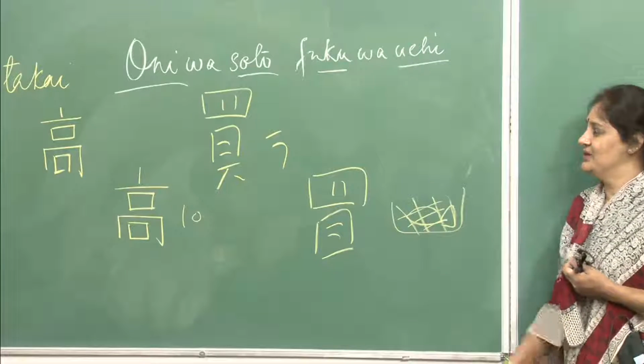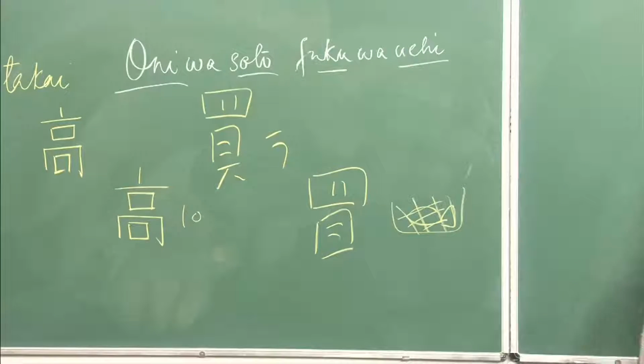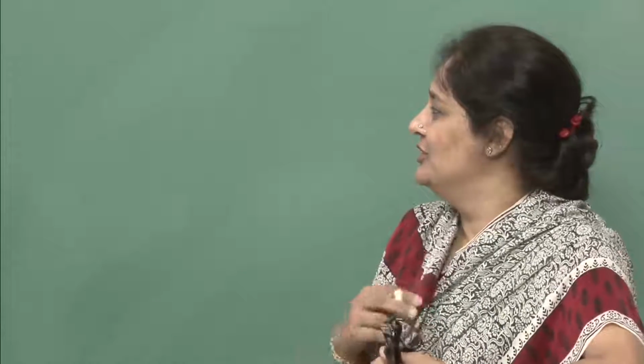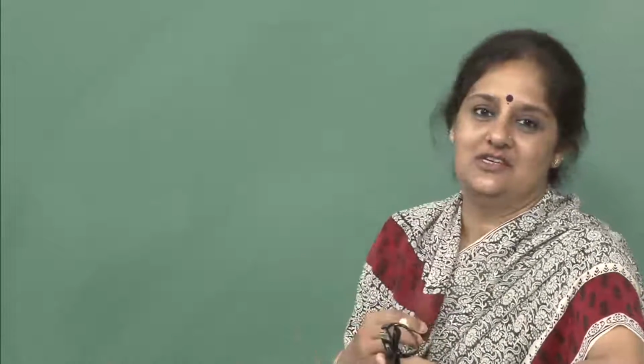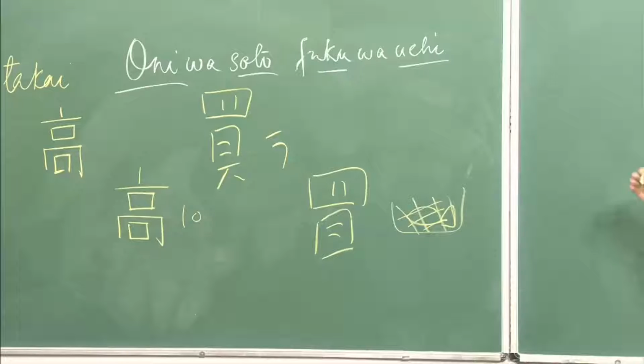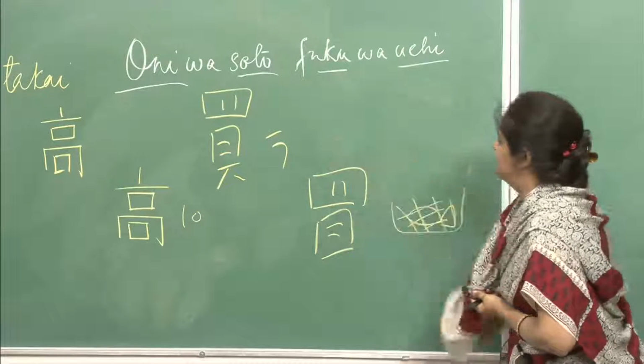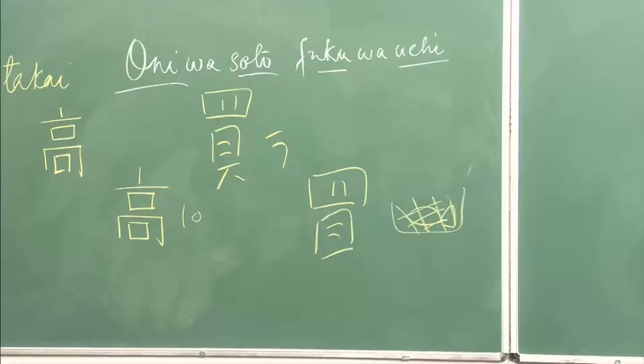So, Oni wa Soto means to get rid of all the evil, all the negativity, all the negative feelings of the house, all ill fortune from the house, and throw it outside and get all good fortune, all positivity in the house. Fuku means positivity, Fuku means good fortune.